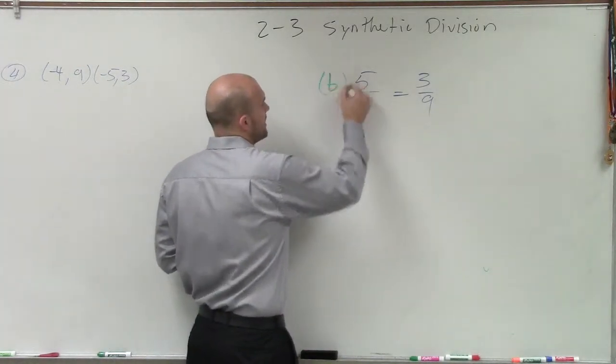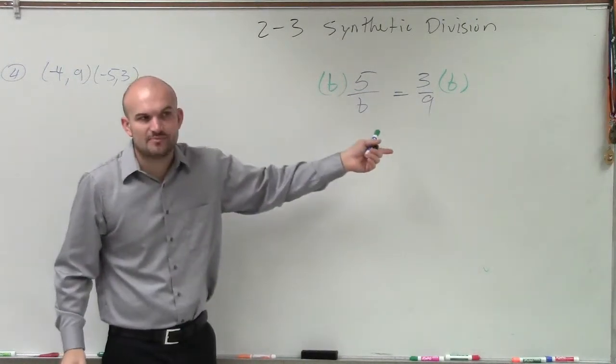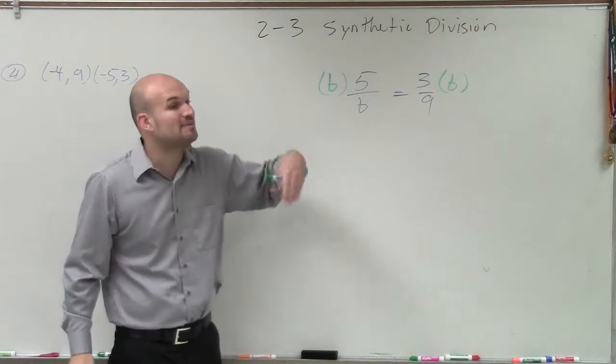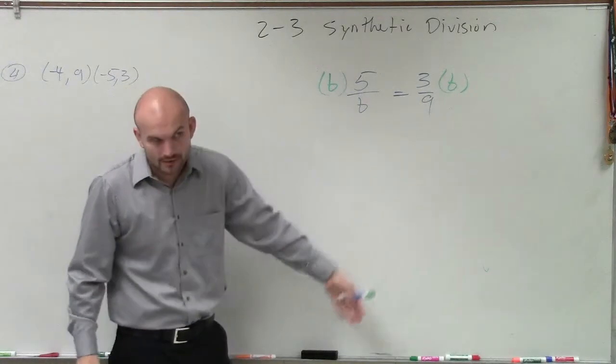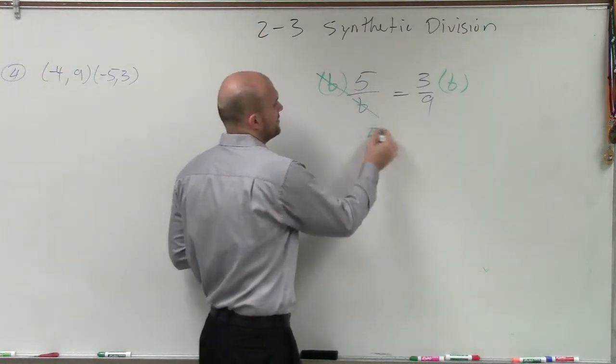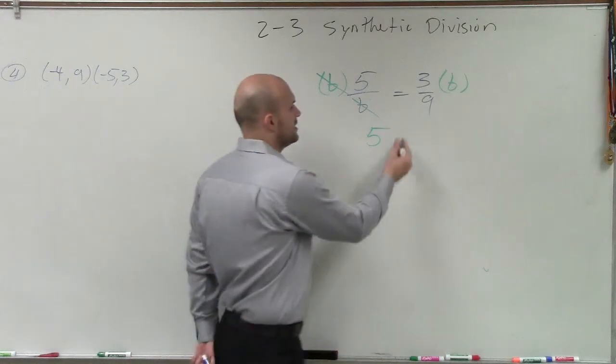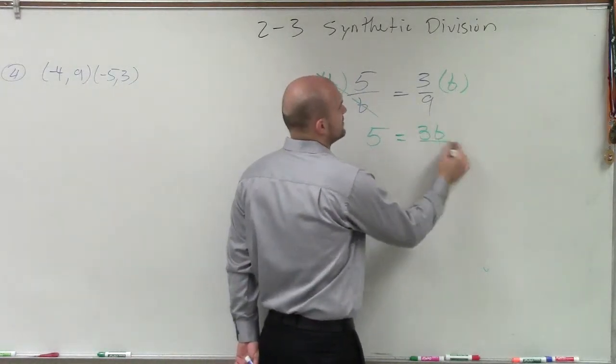If I just multiply by b on both sides, b divided by b is going to be 1, right? And then 1 times 5 will be 5. Do I have b in the denominator anymore? No. Then over here, I now have 3b divided by 9.